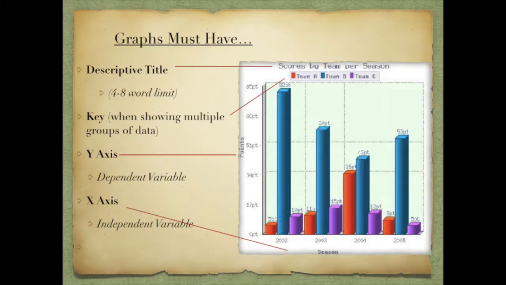The other thing that you always do have to have is a label for your y-axis. Remember, that's your dependent variable. In this case, this is the points scored. You also need to label your x-axis, which is going to be your independent variable. In this case, it's the year seasons we looked at. If you don't include one or more of those, for me, you'll get points off.